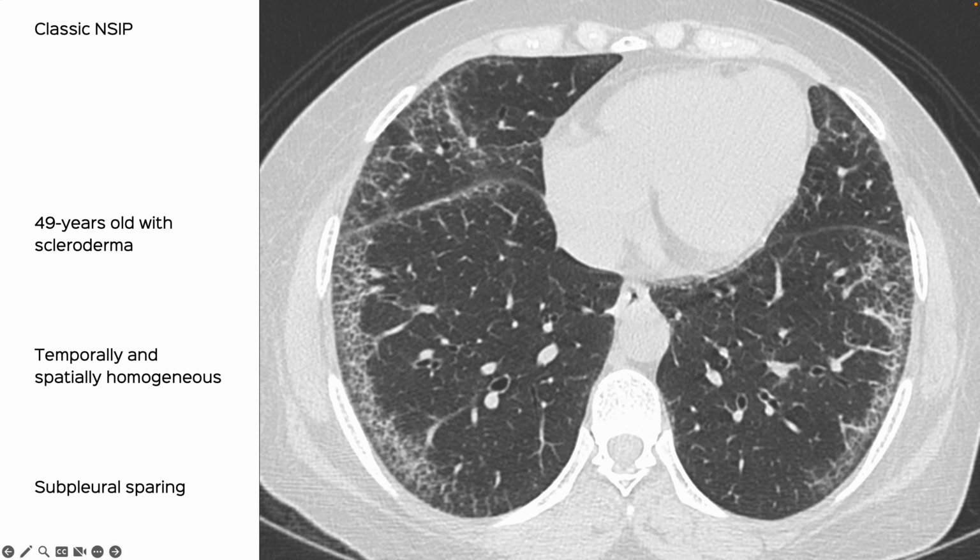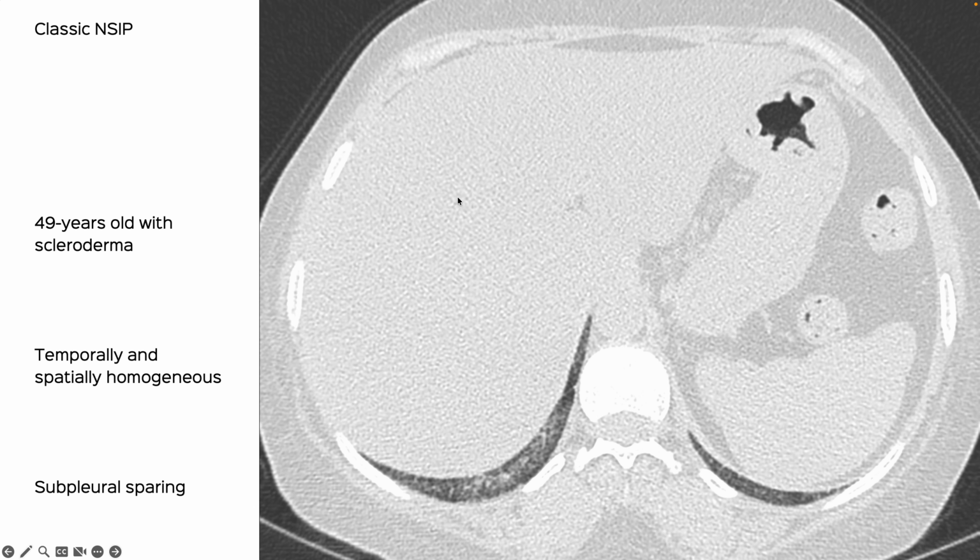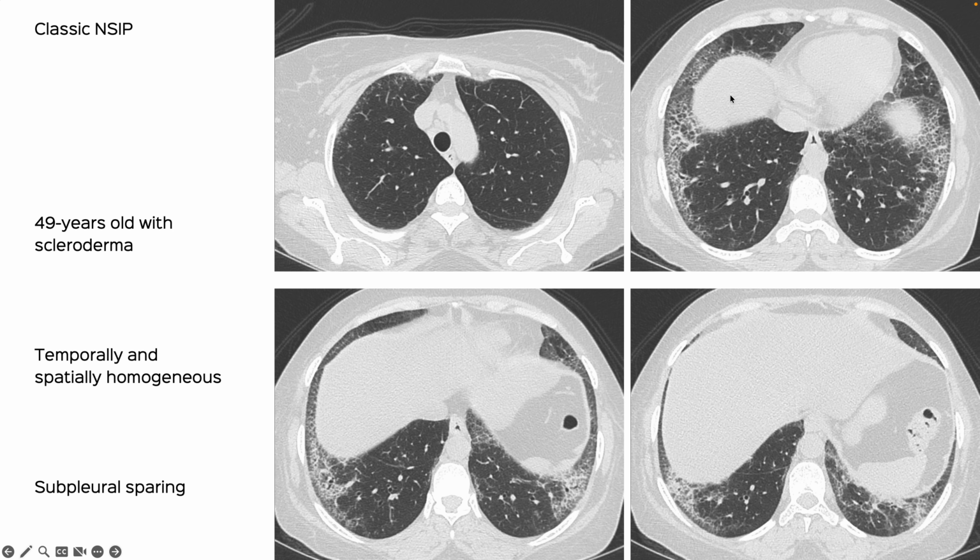There is what we call temporal and spatial homogeneity. Temporal is because the lesions in the same section look to be of the same age, and spatial that they all look the same in terms of the morphology. And so if you were to just look at these four images, you can see a classic NSIP pattern with both fibrotic and non-fibrotic components.